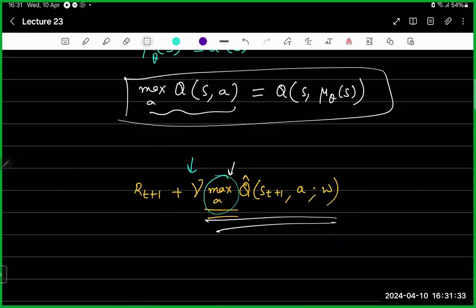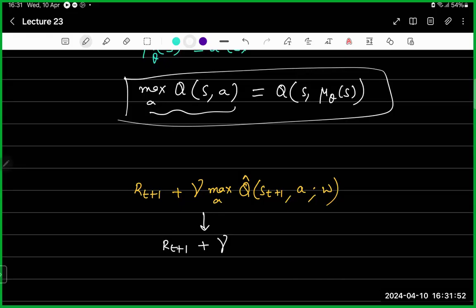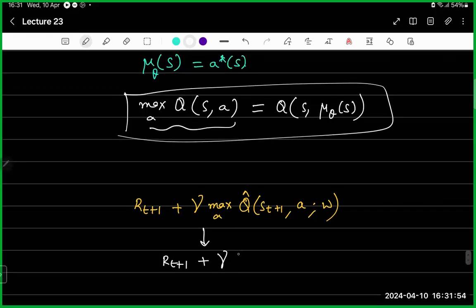So I had this term. What is the problem with this term for me right now? I don't know how to compute this max over A of Q of S t comma A. Let's say someone gives us this mu, some current estimate of your mu. Then what can I write this as? R t plus 1 plus gamma times Q hat of S t plus 1 comma mu theta of S t plus 1. No, this was the action taken in, okay, S t plus 1.